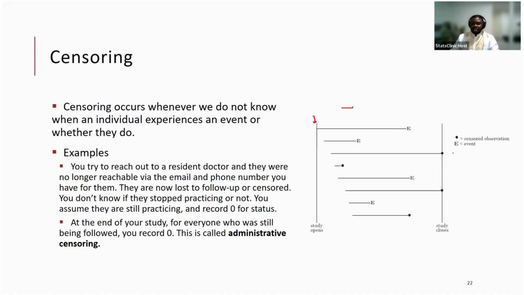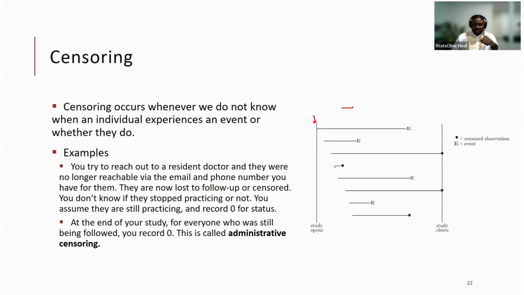At that time when the study ends, anybody who is still in the study, right, you record 0 for them and say they did not have the event. The people that had the event before you got to that point, you record 1 for them and say they had the event. Okay?